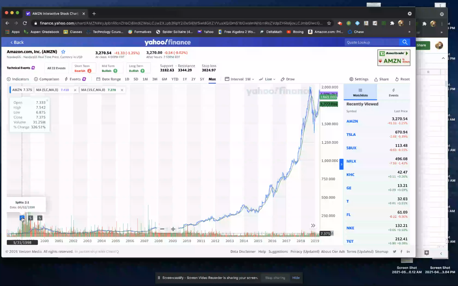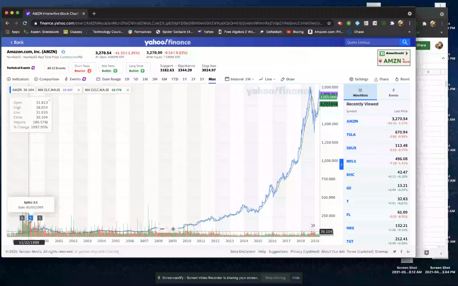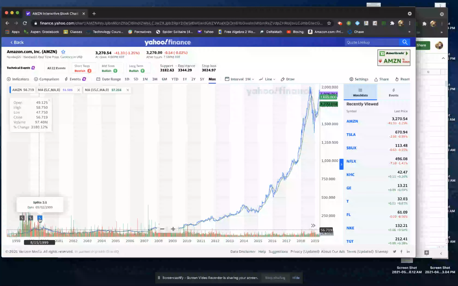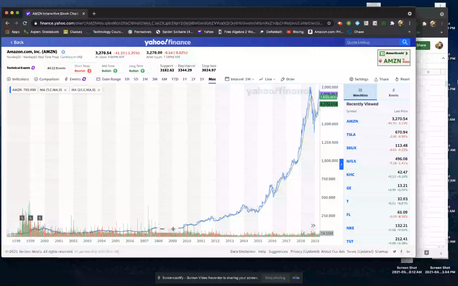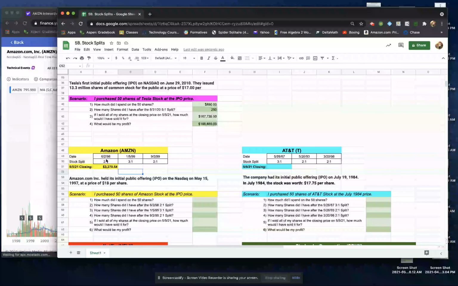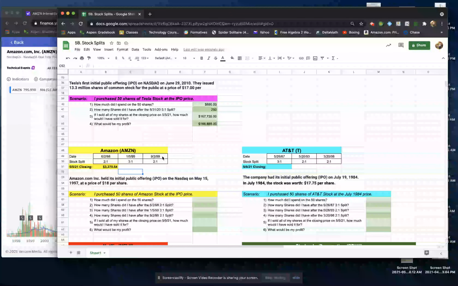They had a 2-for-1 stock split on June 2nd, 1998. They had a 3-for-1 stock split on January 5th, 1999. And they had a 2-for-1 stock split September 2nd, 1999. That's where these values came from. That's where I got the date and the stock split. The date, stock split, the date, stock split.